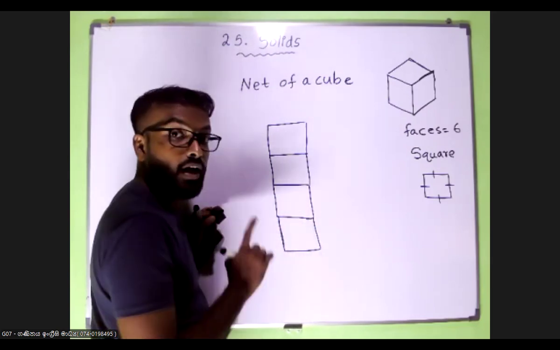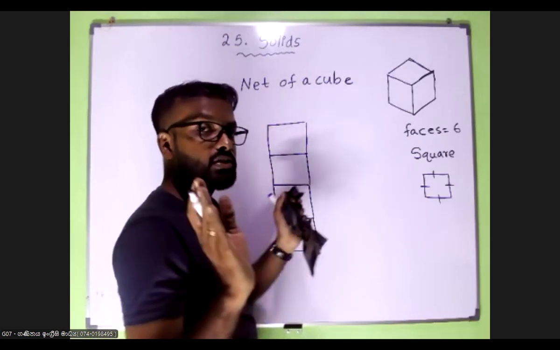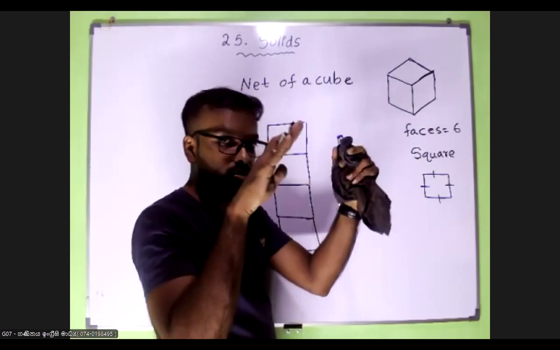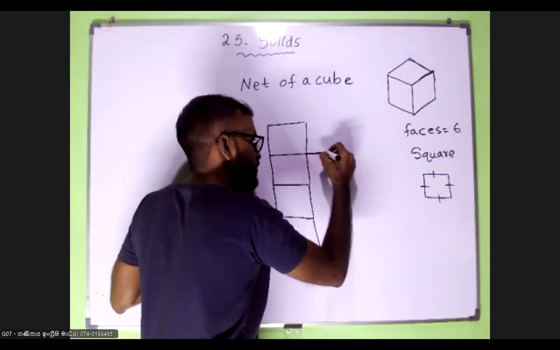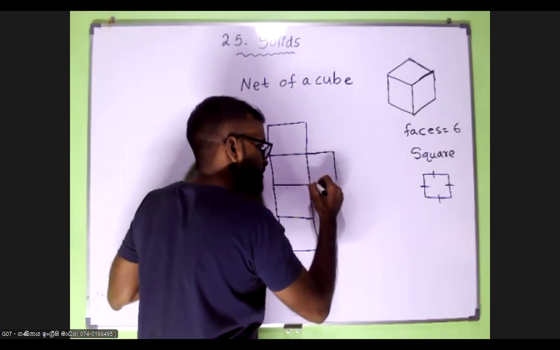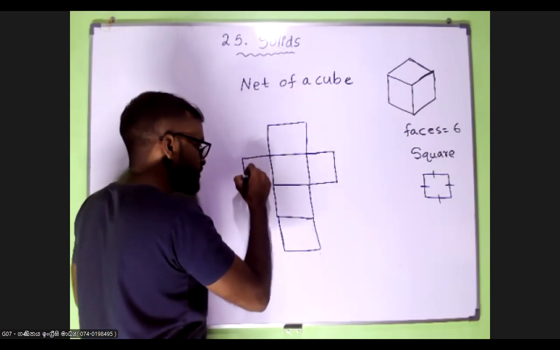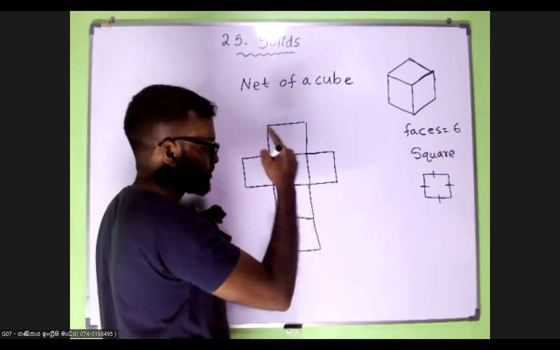Now I have drawn 4 faces. I have to draw another 2 faces, that is top and bottom, right? So I am going to close the box. So this is the top, same equal length. And here, same equal length, right? So you got this, right?